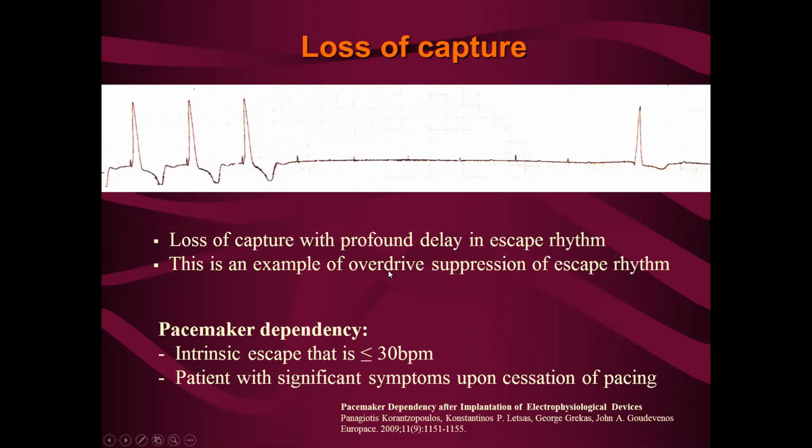What I want to cover also on this strip is the concept that you can have what we call overdrive suppression of the escape rhythm. In such a case, the rhythm just takes much longer to come out when you abruptly stop pacing. This is relevant for bedside temporary pacemaker checks. If the surgeon or the CVS fellow suddenly just turns off the pacemaker, it could take much longer for the escape rhythm to come out. Whereas if you slow down the pacing rate gradually, you allow the escape rhythm to accommodate to the slower rate, and therefore it's more likely to emerge. I'll show you more examples on subsequent ECGs.